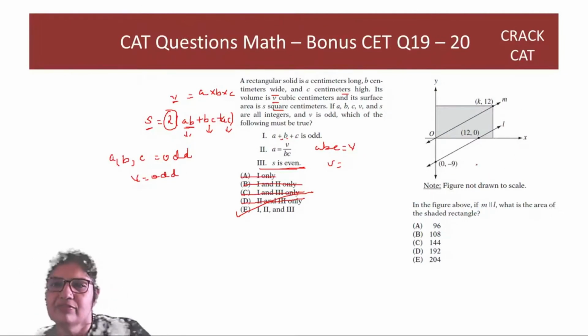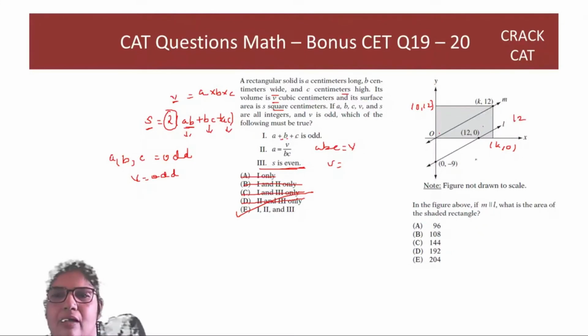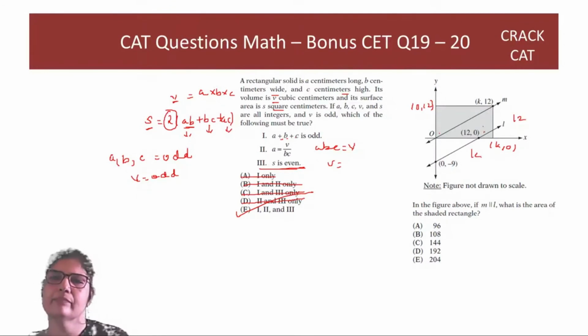In the figure above, if M is parallel to L, what is the area of the shaded rectangle? Okay, so now to find the area of the shaded rectangle, I need to find out the height and the width of the rectangle. Now this point is k comma 0 and this point is 0 comma 12. So this height we know is 12 because 0 becomes 12. For this k we are trying to find out.